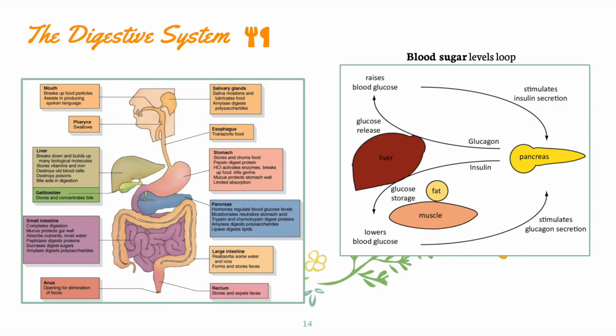Glucagon is released to bring up our blood sugar when our blood sugar level falls by stimulating the release of glucose into the blood. Insulin, on the other hand, brings down our blood sugar by stimulating the uptake of glucose into cells, which then store the glucose in a different form called glycogen.